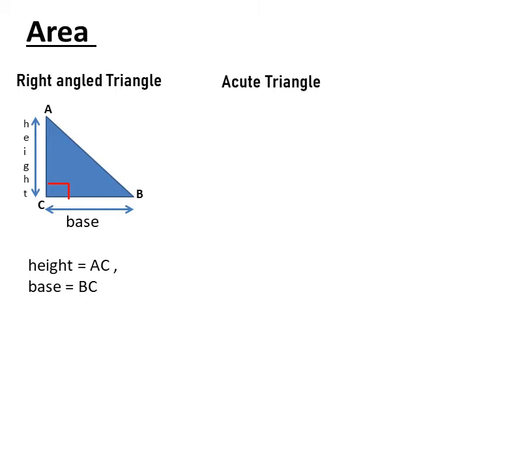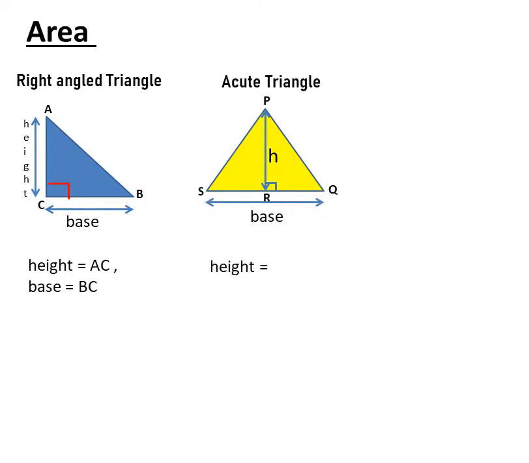Now let's consider an acute triangle. What does that mean? All the angles of this triangle are less than 90. In this triangle, all these angles are less than 90. So where is the height here? The line from P to R has to be perpendicular to the base. PR is perpendicular, that means it forms a 90 degree angle with the base. So PR is the height, which we denote as H, and the base is going to be SQ. So height is equal to PR and base is equal to SQ.